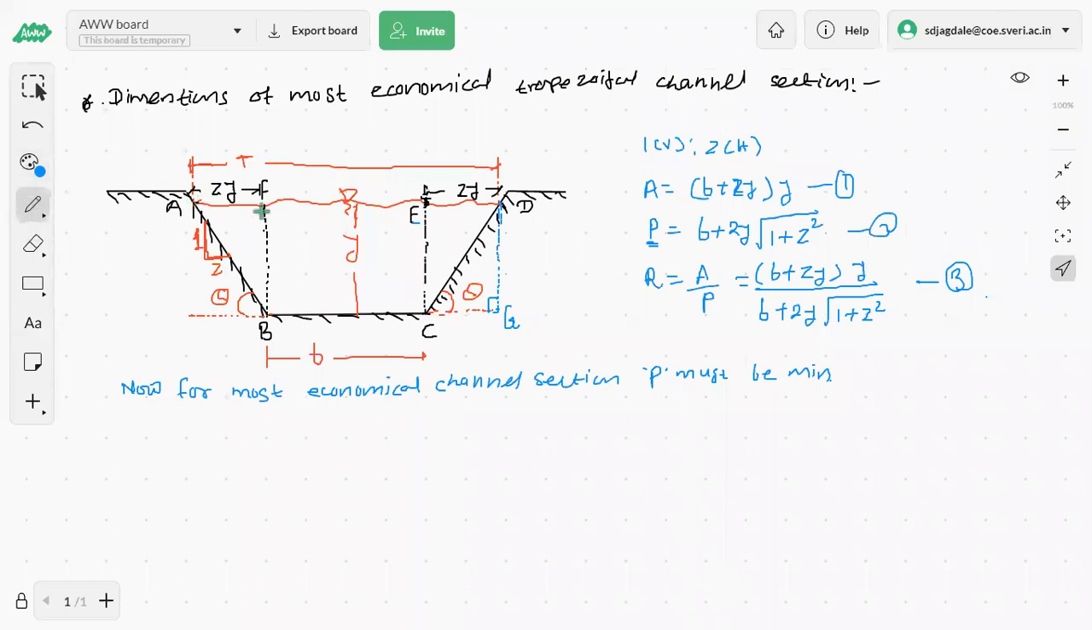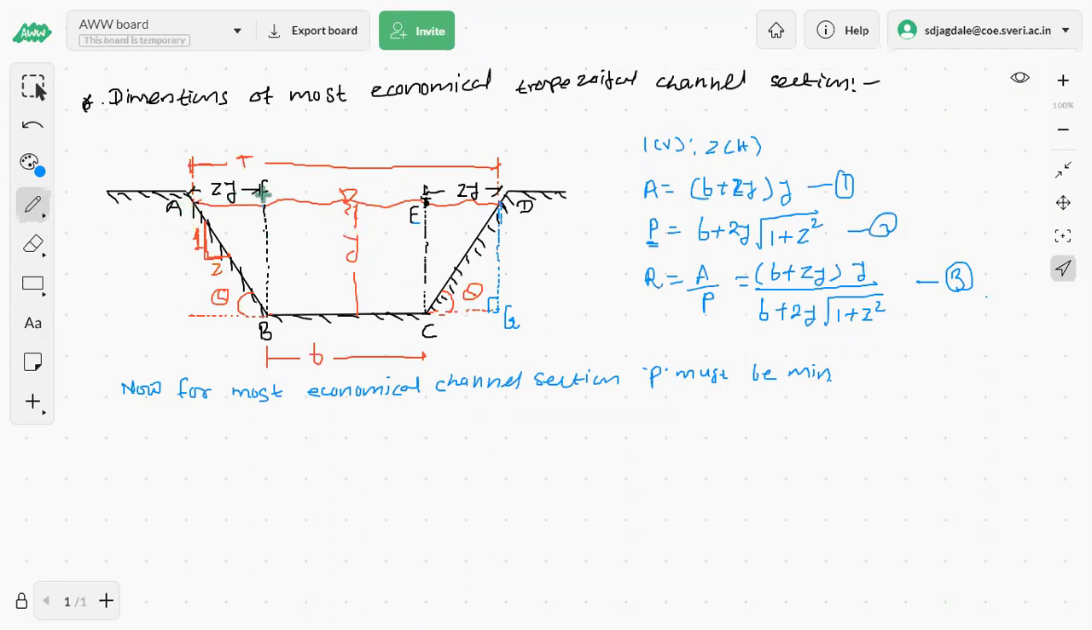Are you remembering, or can I go for it once again? Root of z squared y squared plus y squared. I will go for it once again.